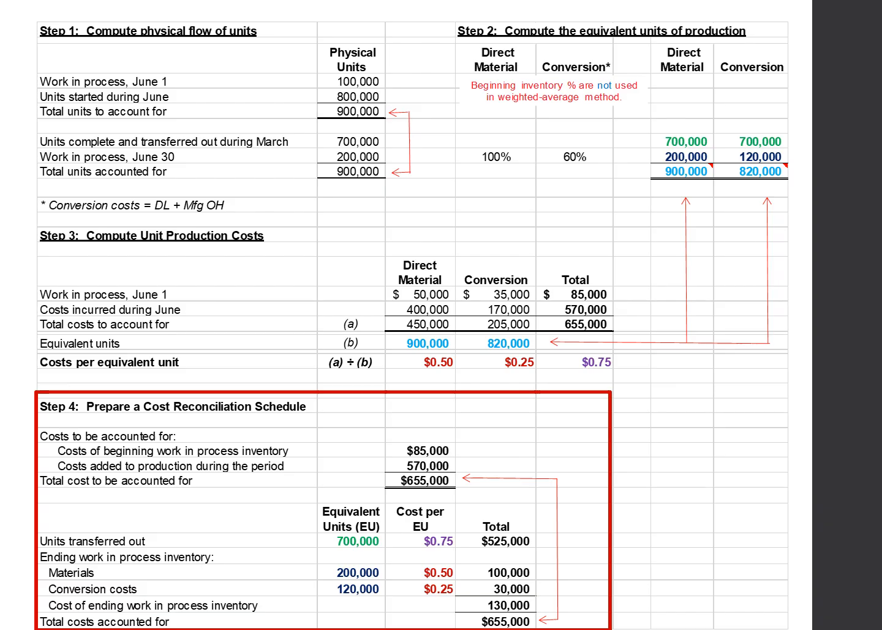The last step begins by determining the total cost charged to a department. In this example, $655,000. We need to determine how much of this cost has been transferred out and how much remains in the ending work in process inventory. You will use data from step 2, the equivalent units, as well as step 3, cost per equivalent unit, to complete this last section.